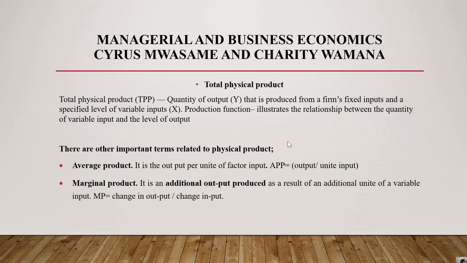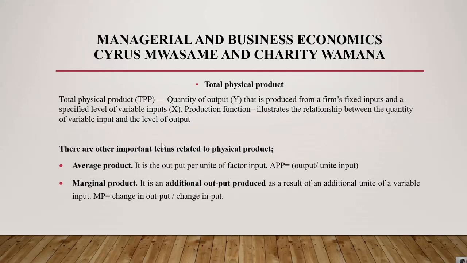There are other important parameters, but for today we want to look at two. Another issue here is average product, and it is the output per unit of factor input. So it is the output received per factor input. In other words, factor in, factor out. What you put in, and we look at what you're receiving, or what you received, we look at how much you put in.